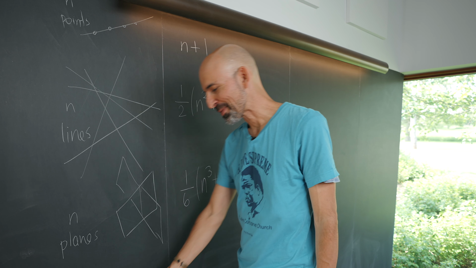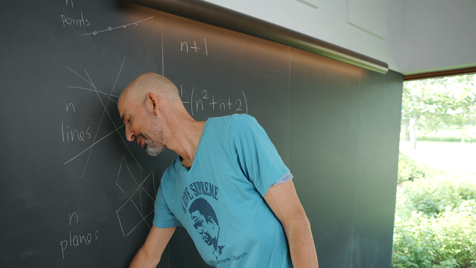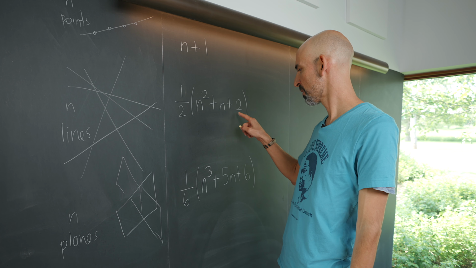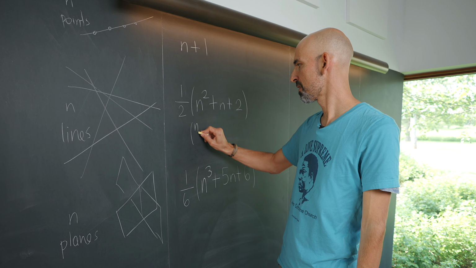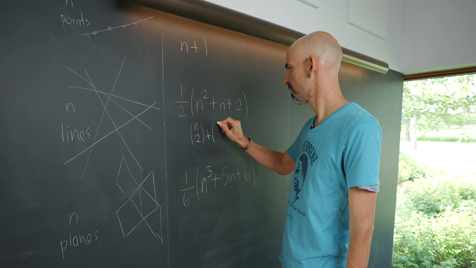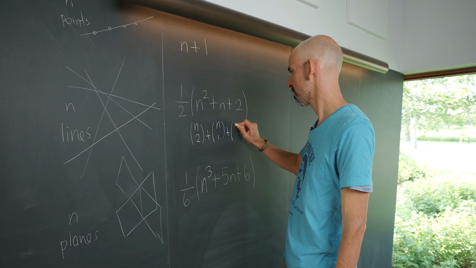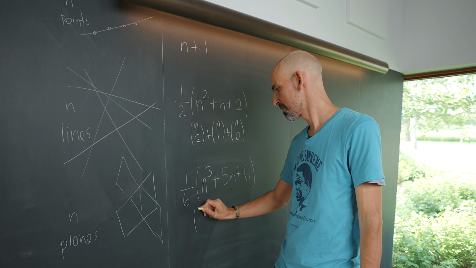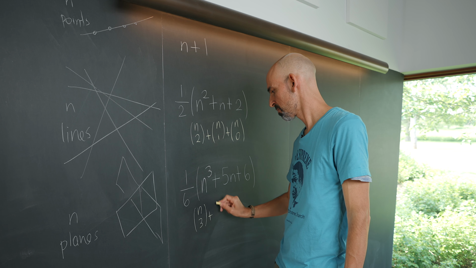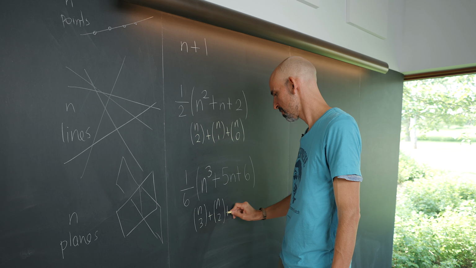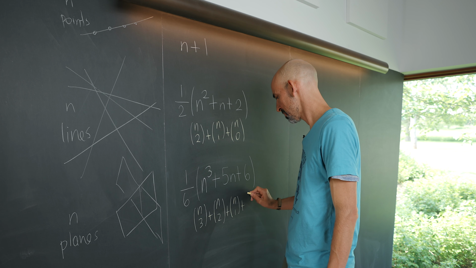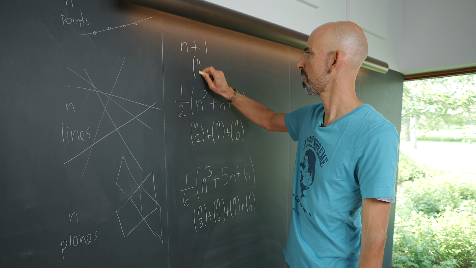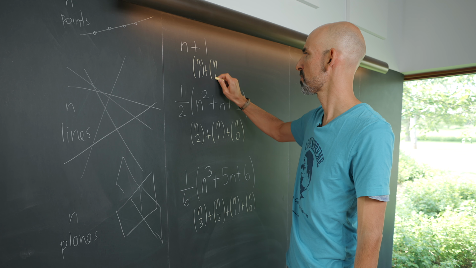But somehow what changed this for me was realizing a pattern here, which is that this number is n choose 2 plus n choose 1 plus n choose 0. This number is n choose 3 plus n choose 2 plus n choose 1 plus n choose 0. And this number is n choose 1 plus n choose 0.